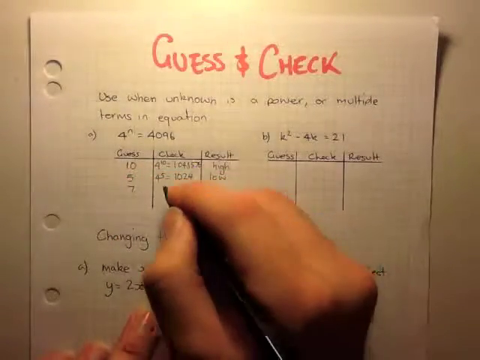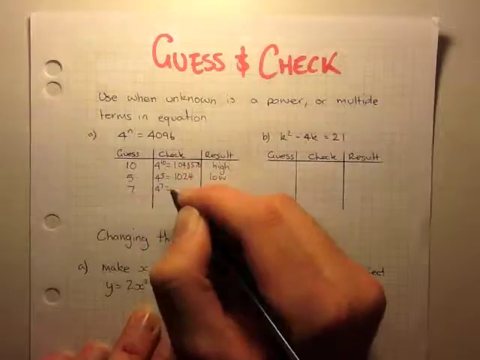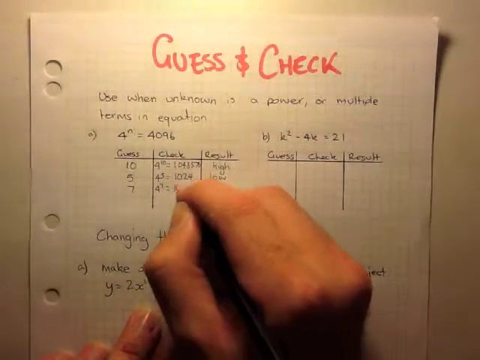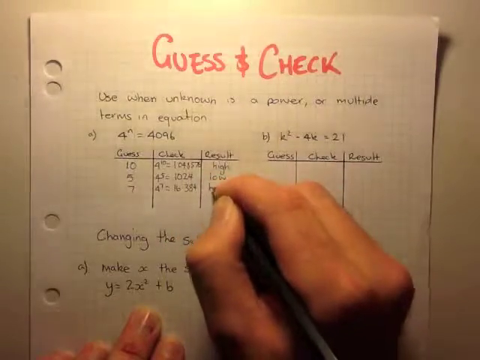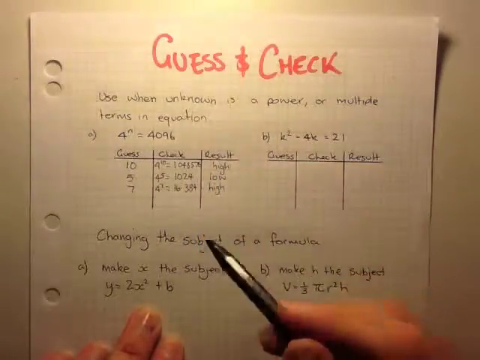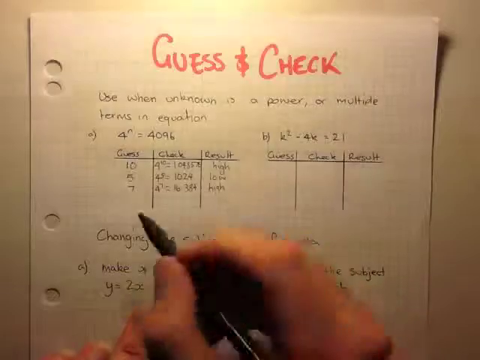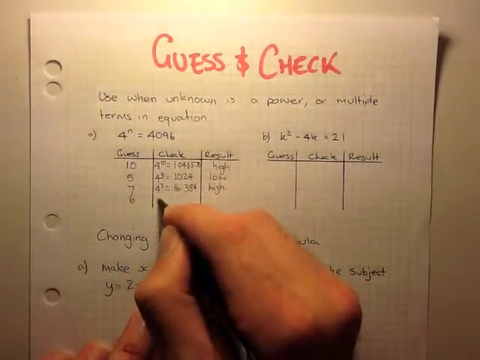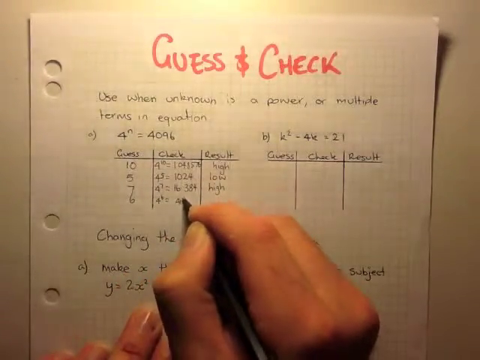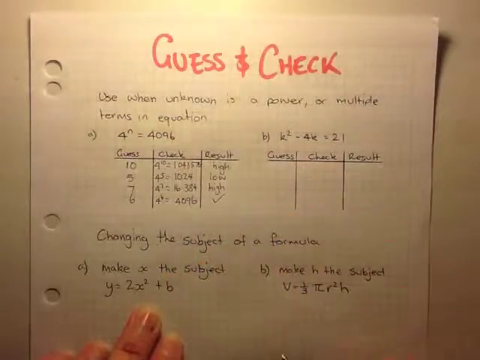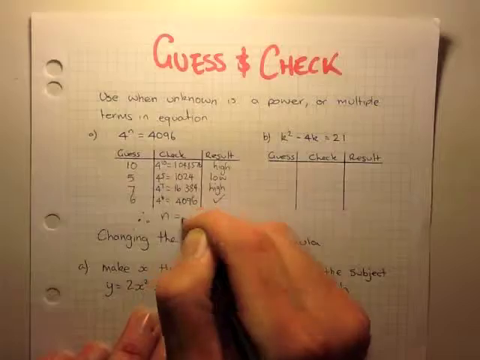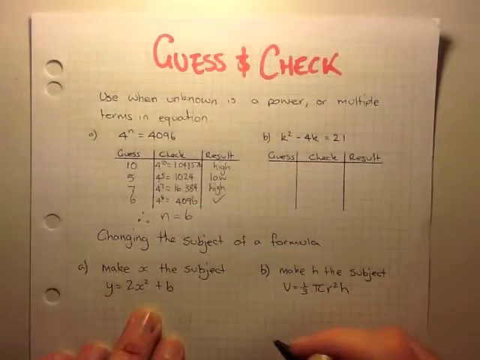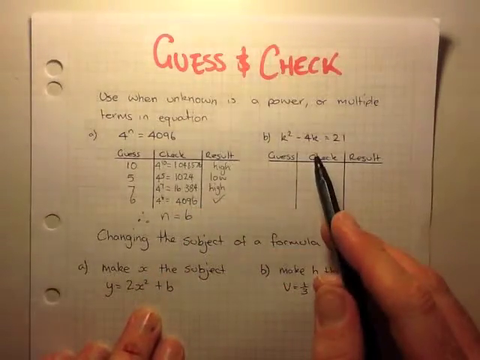When I input 7 in there, 4 to the power of 7 equaled 16384. Again, that's too high, so I know my answer is somewhere between 5 and 7, so I'll try 6. And 4 to the power of 6 is my correct answer. Therefore, n equals 6.